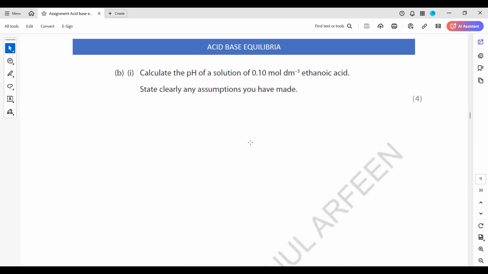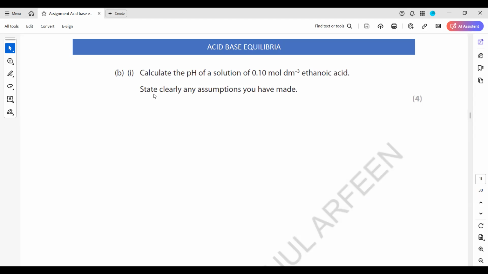Calculate the pH of a 0.1 mole per decimetre cubed ethanoic acid solution and clearly state any assumption you made. Whenever we are calculating the pH of a weak acid, we assume that its dissociation is negligible. And because it's a weak acid, you have to use the Ka from the data booklet. I will explain the idea of how it should be done.